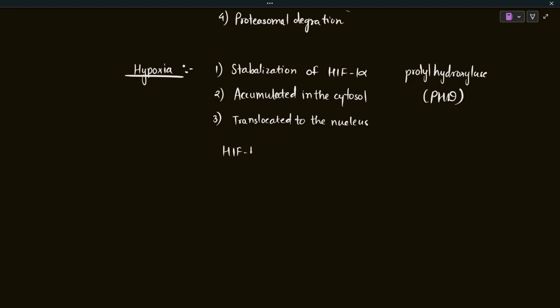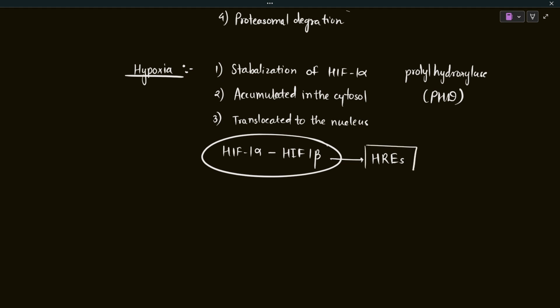HIF-1 alpha forms a dimeric complex with HIF-1 beta. Okay, so this dimeric complex binds to the hypoxia responsive elements. This is the DNA domain, the part of the DNA which is found in the promoter region of the target genes, the genes which are meant to get activated under the hypoxic conditions.